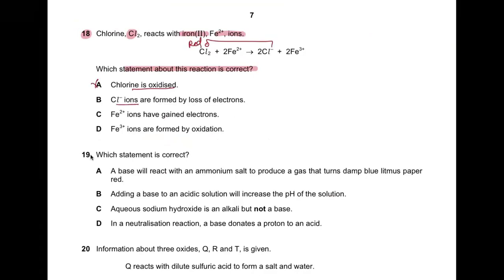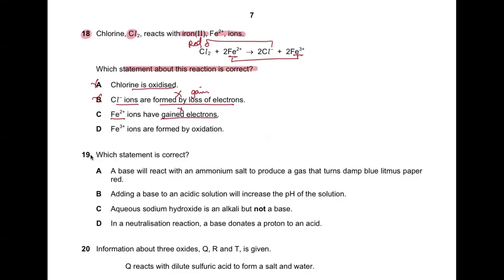Chloride ions are formed by the loss of electron. No, they are formed by the gain of electron. So statement B is wrong. Fe2 positive ions have gained electron. It's going from 2 positive to 3 positive, so it means it's losing electron, not gaining electron. So C is wrong. It means that D is our correct answer.